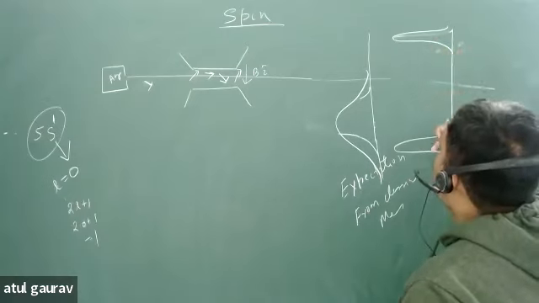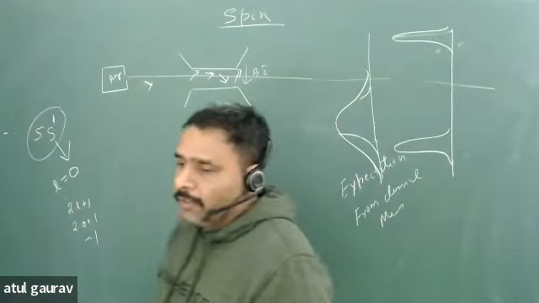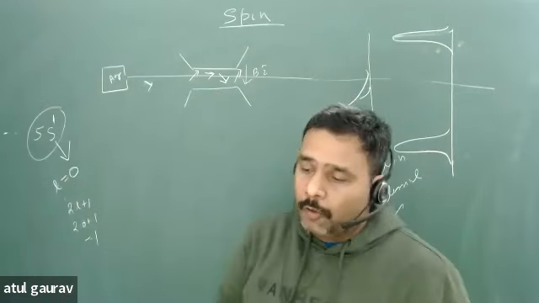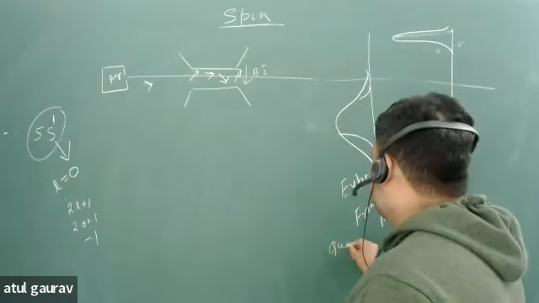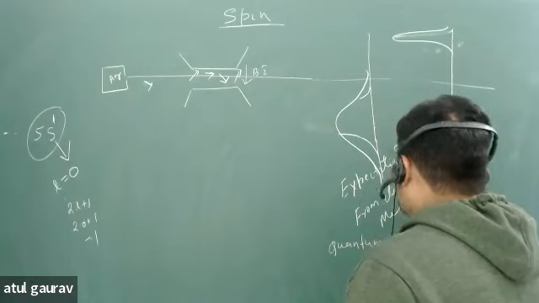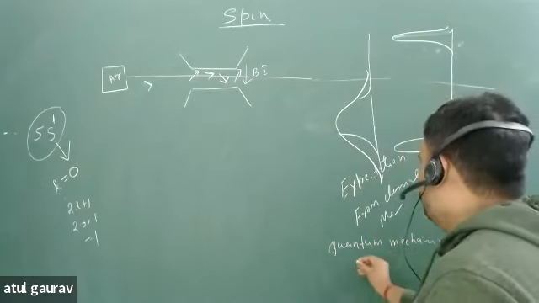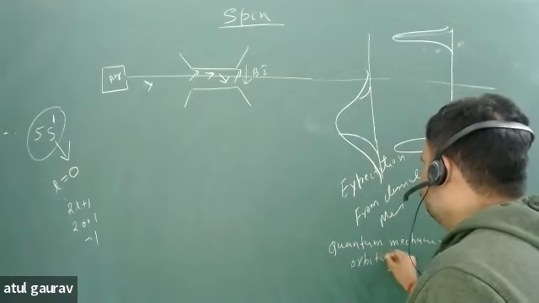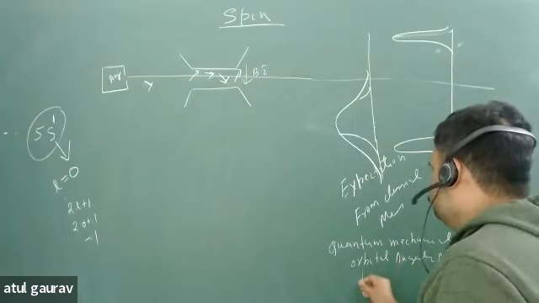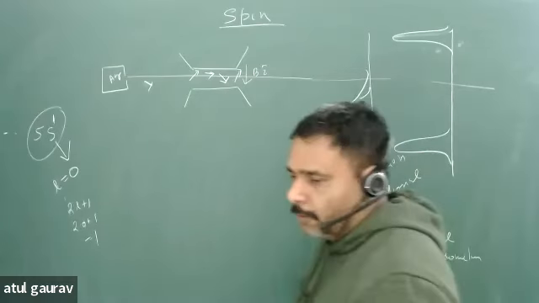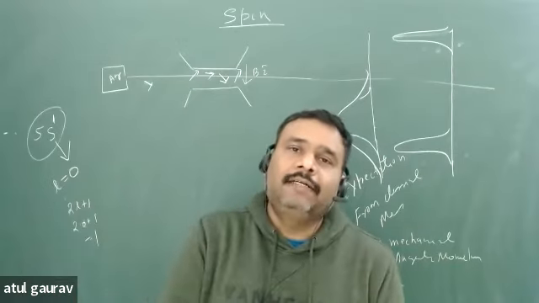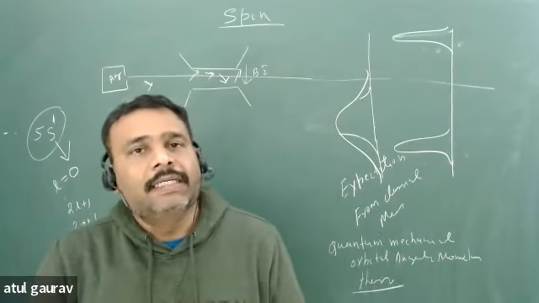But why these two traces? So obviously this is not obeying the classical theory. This is also not obeying the quantum mechanical orbital angular momentum theory. So obviously this is something else. So what is that? That quality can be given by spin.